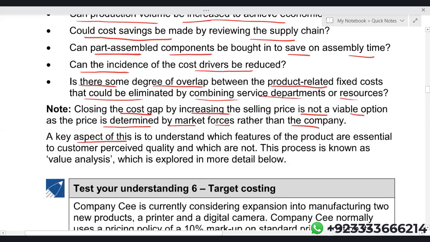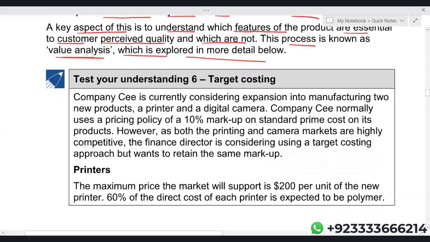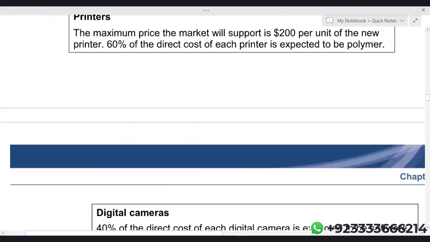A key aspect of this is to understand which features of the product are essential to the customer's perceived quality and which are not. This process is known as value analysis, which is explored in more detail. So we'll discuss that in more detail. Let's see a question on target costing.